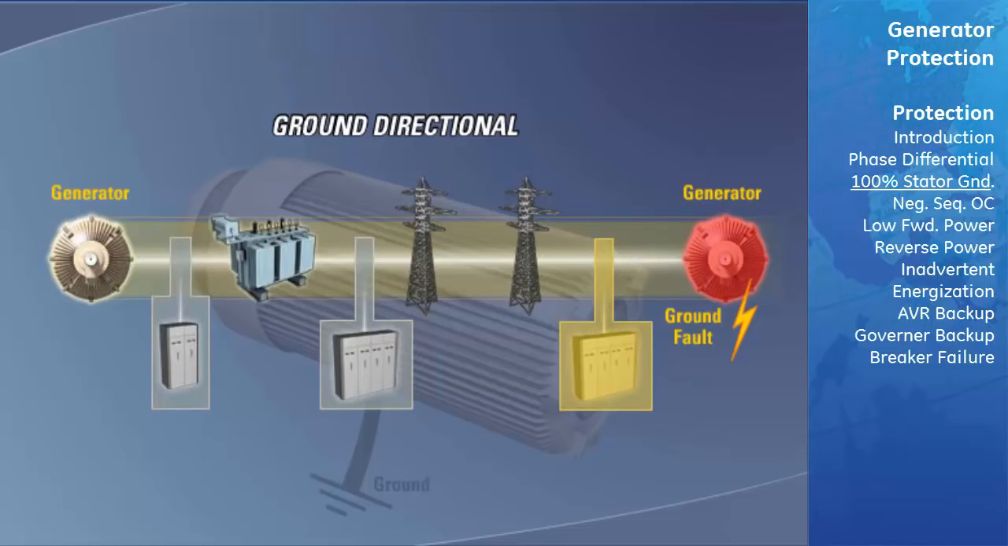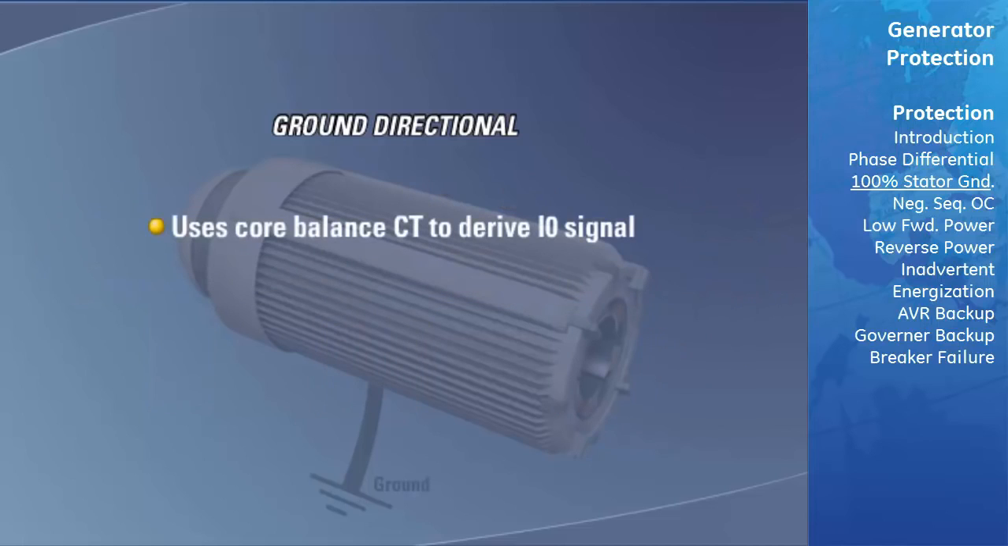This function should be coordinated with 95% stator ground protection to ensure that this element operates faster. This is to ensure that a faulty generator will be tripped before other protection elements trip the healthy generators operating in parallel. This element must use a core balanced CT to derive the I0 signal. Polarity is critical in this element.